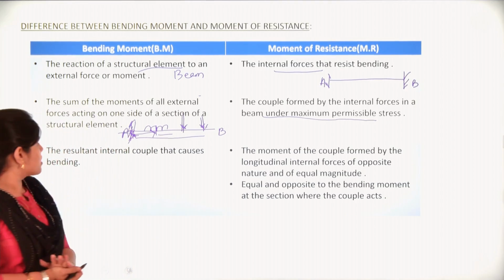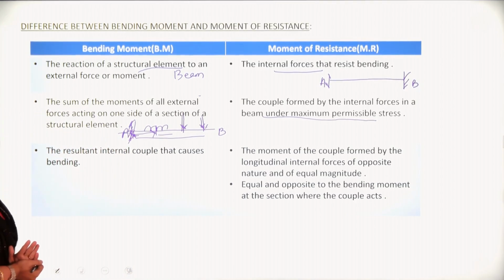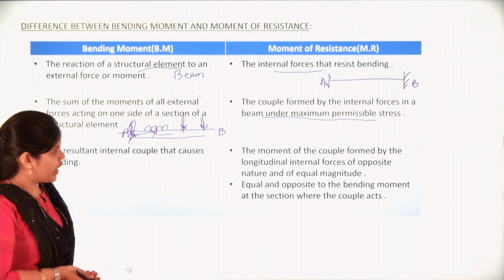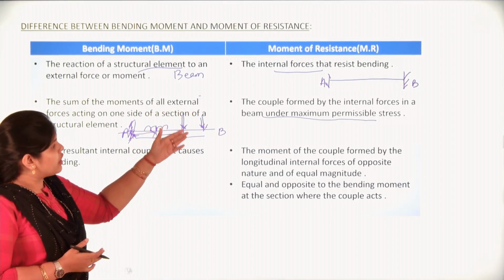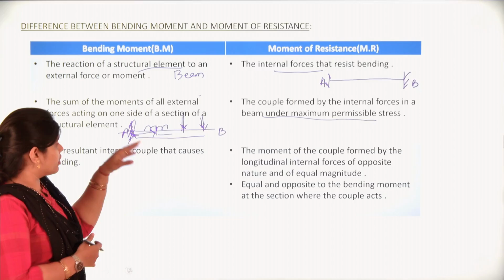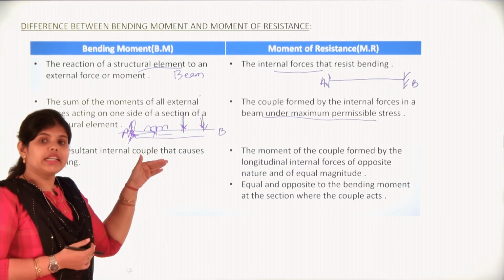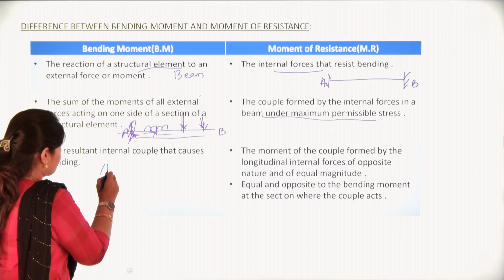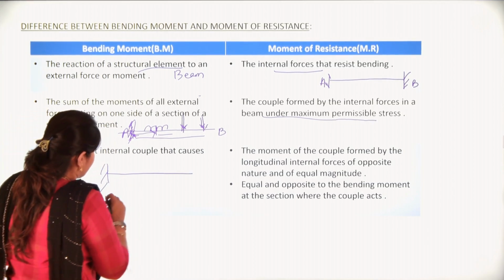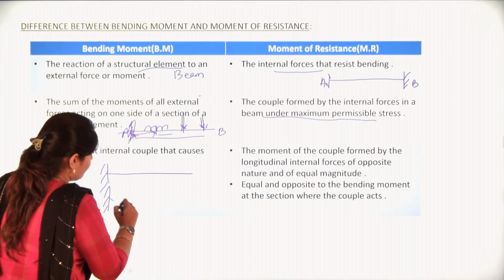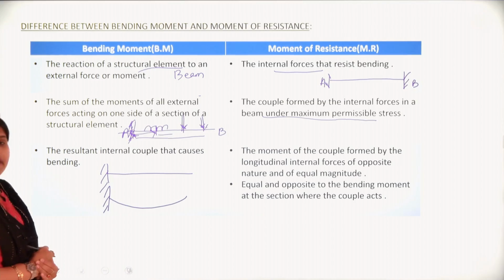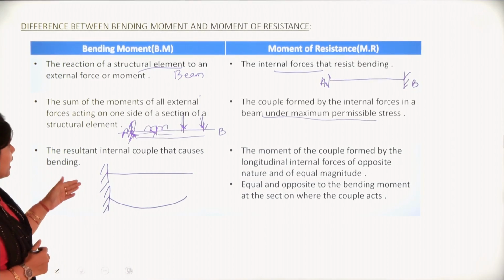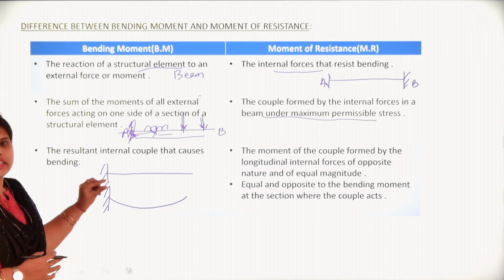Next, the resultant internal couple that causes bending. To resist the external force, there will be the formation of an internal couple. That internal couple, when applied to the beam, will bend the beam. So that causes bending of the beam, and by that the beam will bend a little bit.